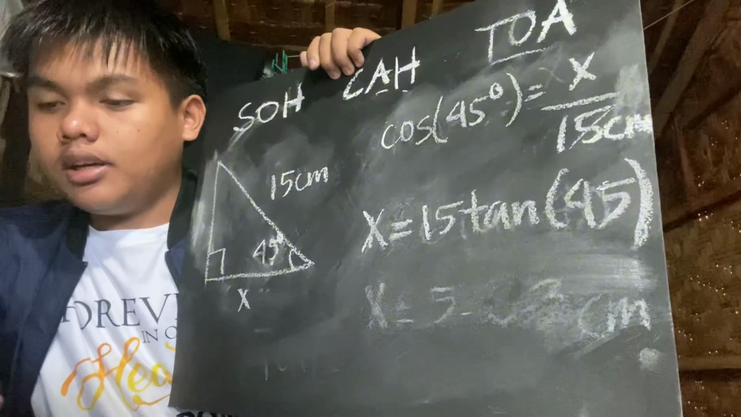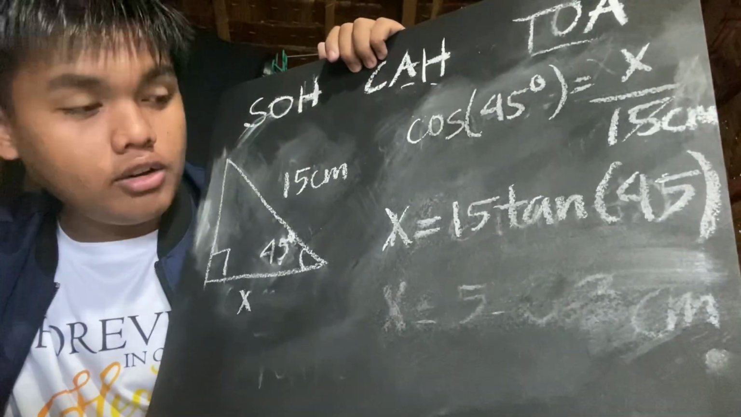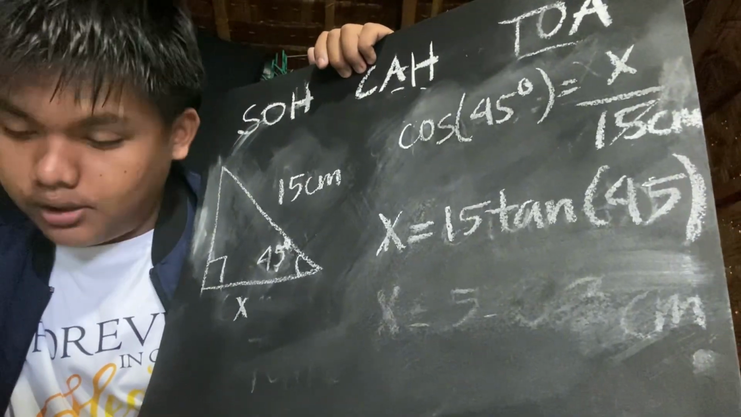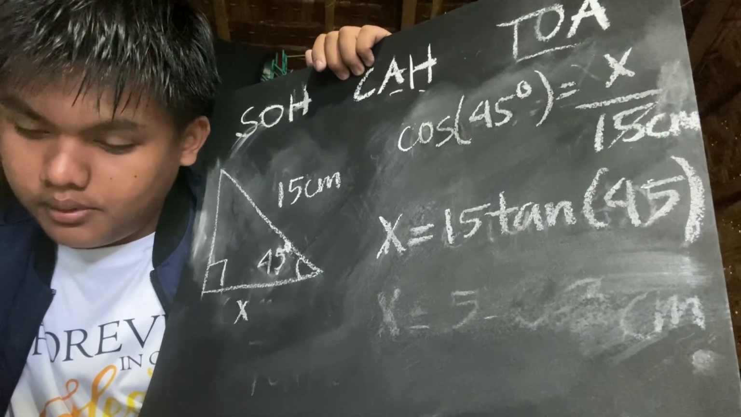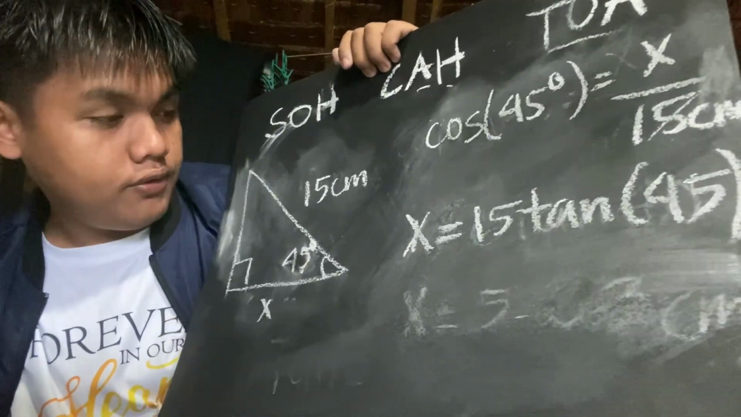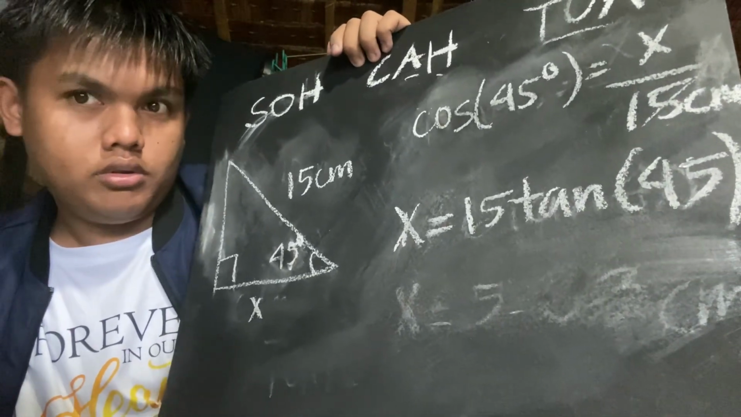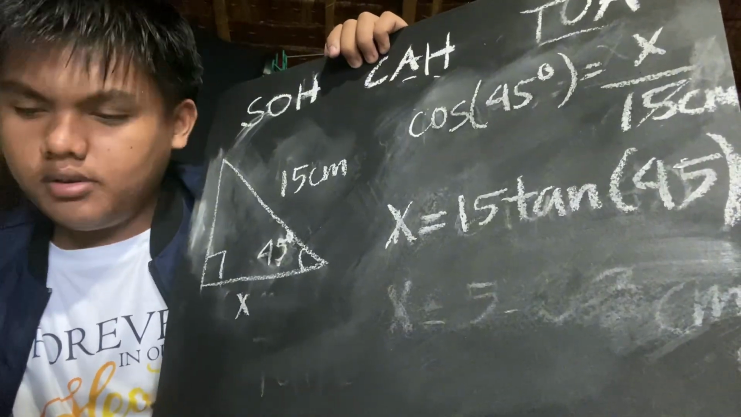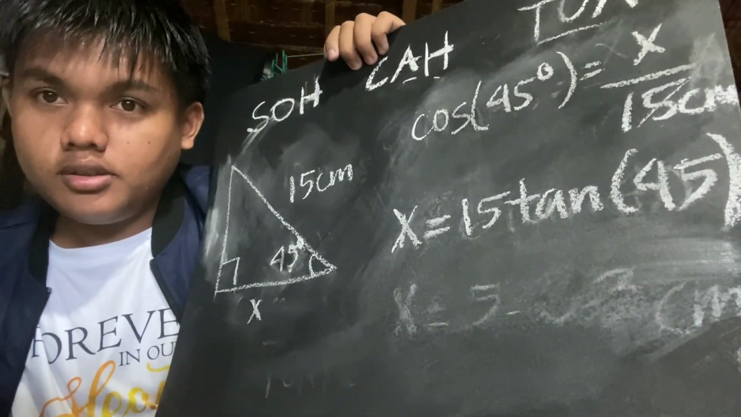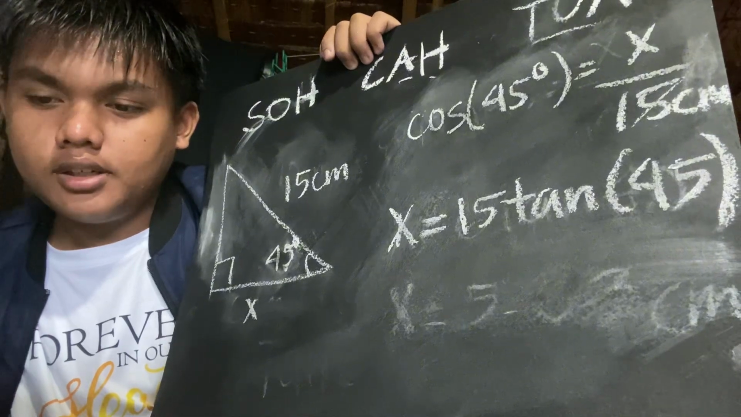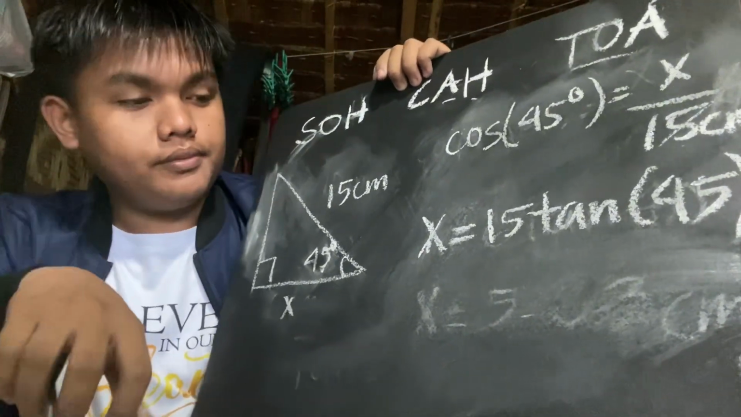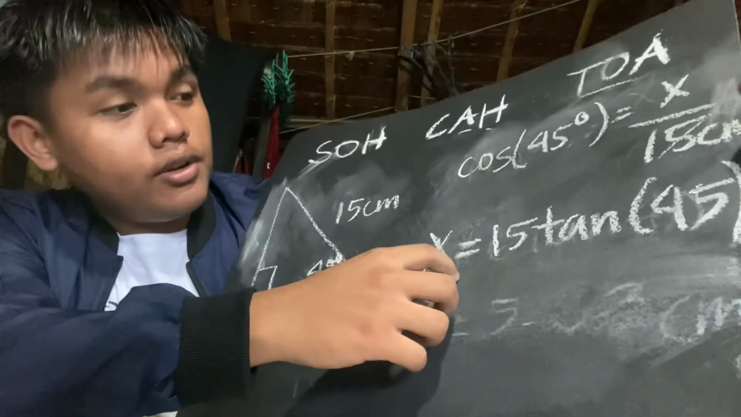You can solve it using your calculator. 15 times cosine 45 will be 15. So the value of this side is 15. The x equals 15. So x equals 15 centimeters.